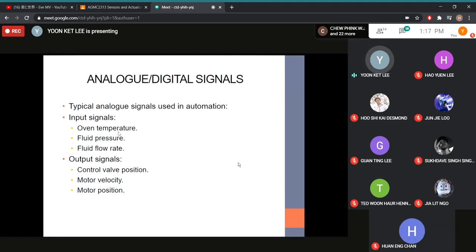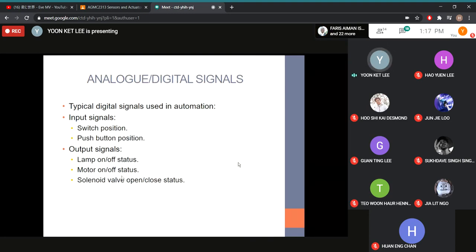So for output signal, that could be the control valve positions. For example, you want to extend 5 meter, or maybe next time 5.5 meter, that will vary the position. Now the motor, the good thing is, just now I said the motor is a digital signal, on off. That means I will turn on and turn off. Actually for motor, it is digital.